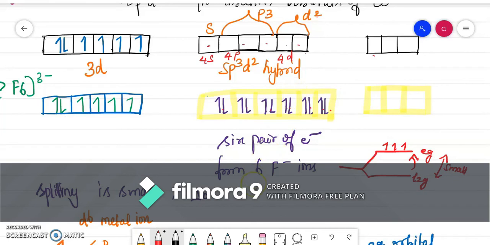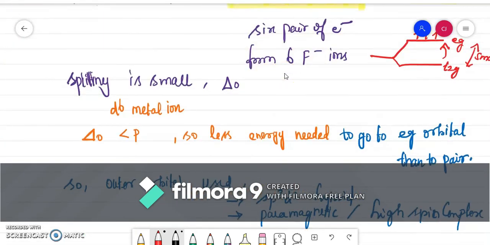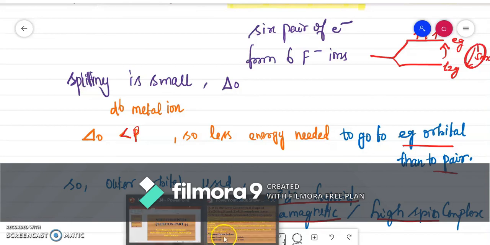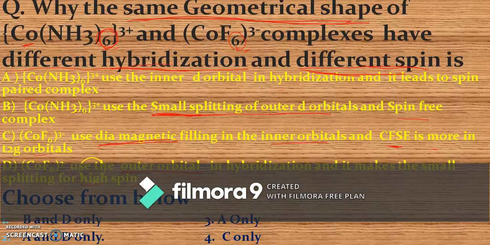So again we can write, the crystal field stabilization energy is less than the pairing energy of electrons. So less energy is needed to go to the eg orbital, less energy only is needed to pair it, so that we got the sp3d2 hybridization, and it is paramagnetic, right? So it has a high spin, because there is a small splitting. Okay, so this is the way we have to conclude. So which is the correct answer here?